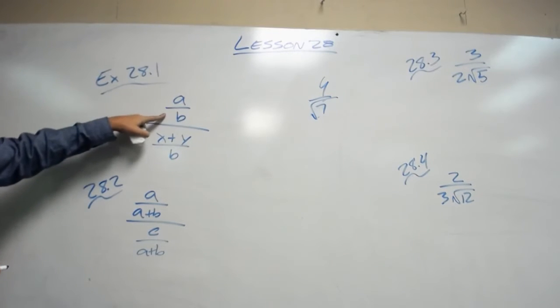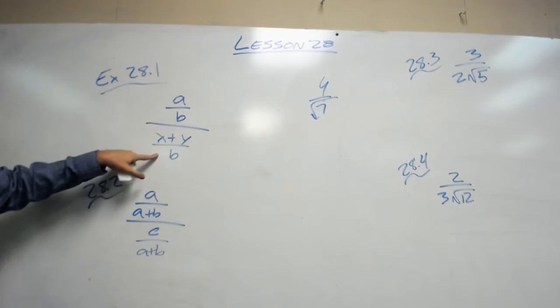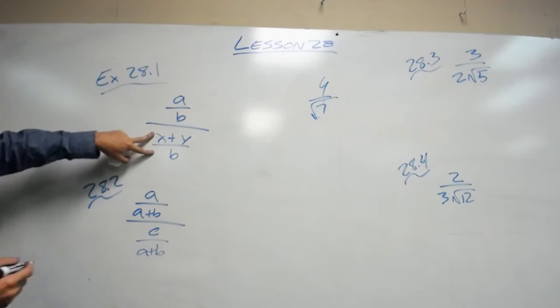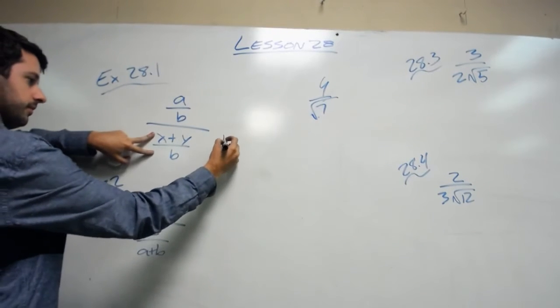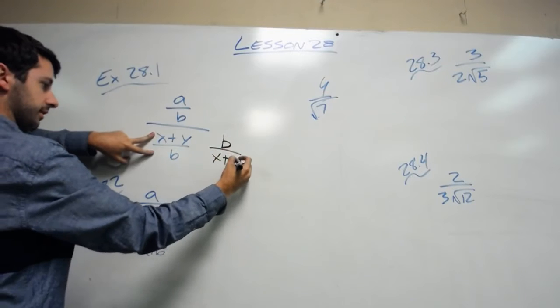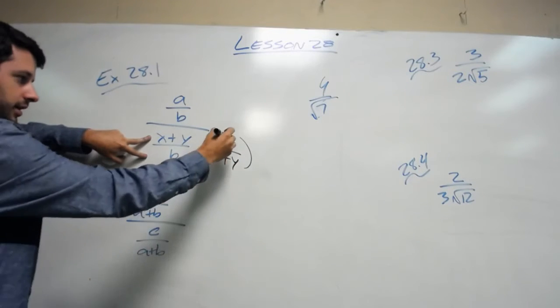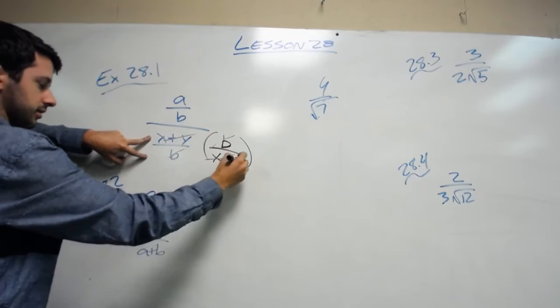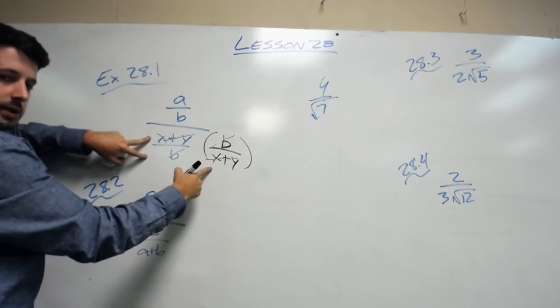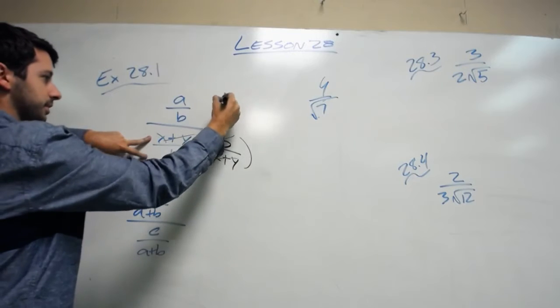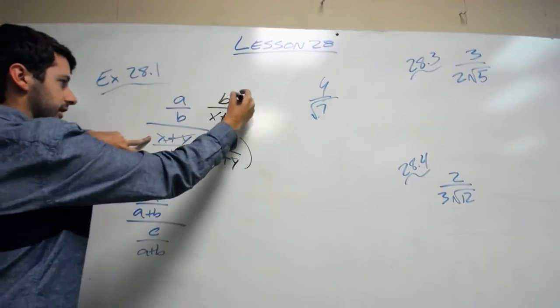So you got a over b divided by x plus y over b. Well, what we got to do is multiply by the reciprocal, b over x plus y. We simply turn these upside down. Now they cross out here. They would cancel. If you do it to the bottom, also got to do it to the top, b over x plus y.